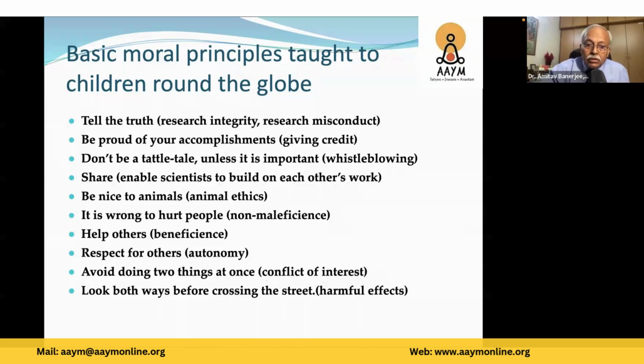And respect for others, autonomy. The other person has some rights, so respect those rights. Informed consent means taking a call, not being under the pressure of the investigator to give consent, or indirect pressure, not being exploited because of his or her poverty. That is autonomy. So all the five principles are covered in this: integrity, non-maleficence, beneficence, autonomy.